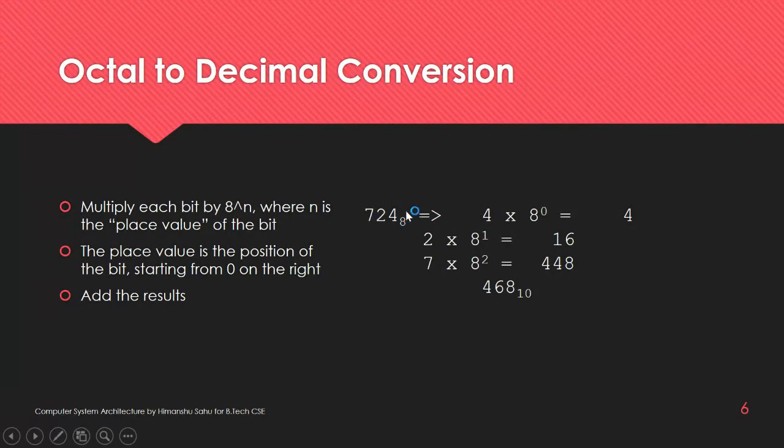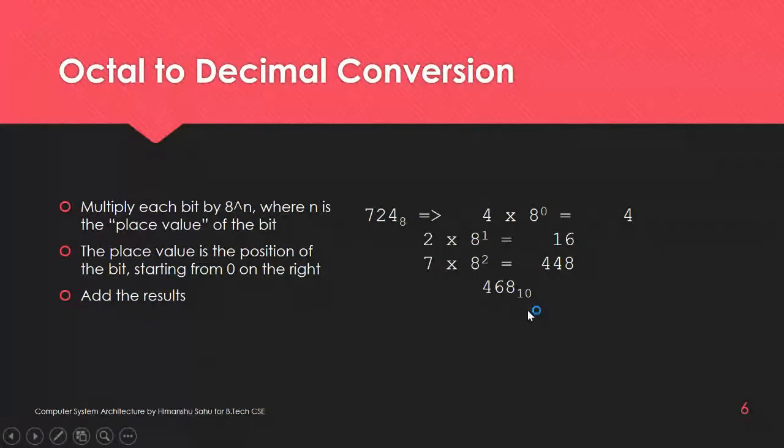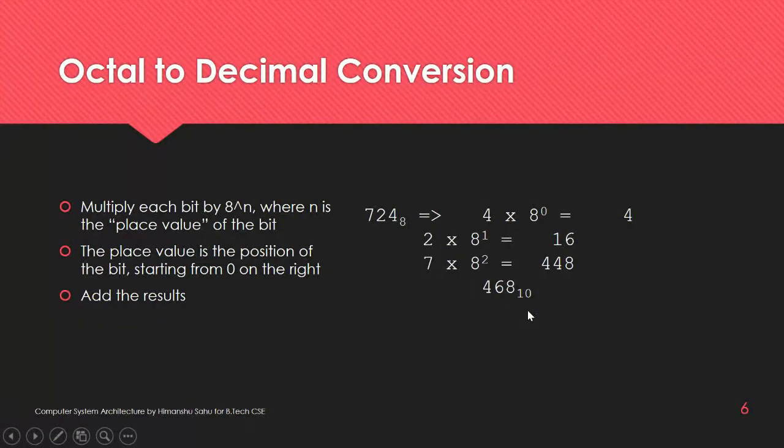Suppose you need to convert 724 into decimal. What you will do is pick a symbol, multiply it with the place value, calculate it, and take the sum. So 4 into 8 raised to the power 0 will be 4. 2 into 8 raised to the power 1 is 16, and 7 into 8 raised to the power 2 is 448. When you sum all of them, it becomes 468.